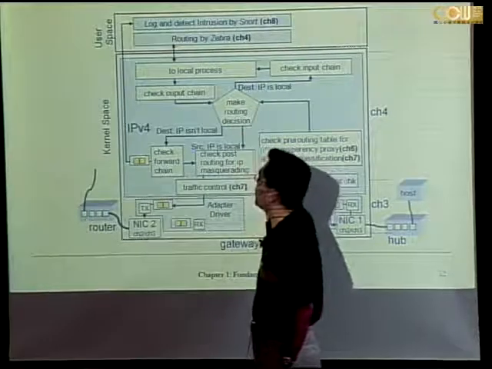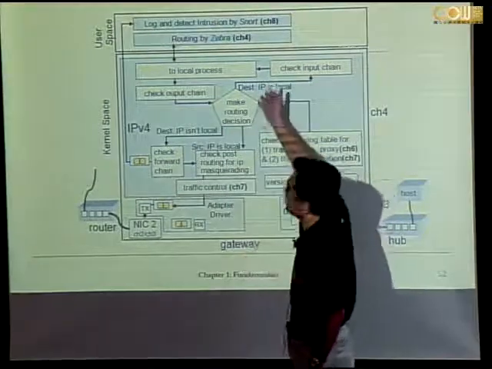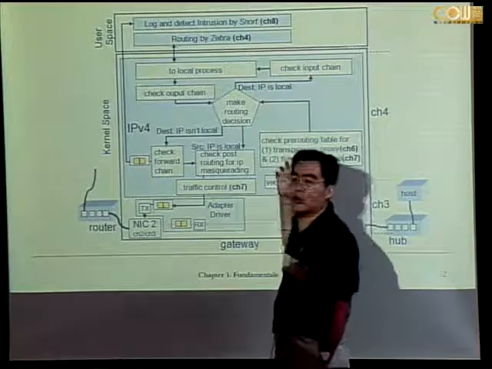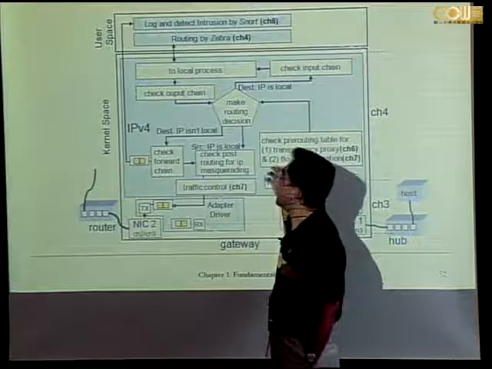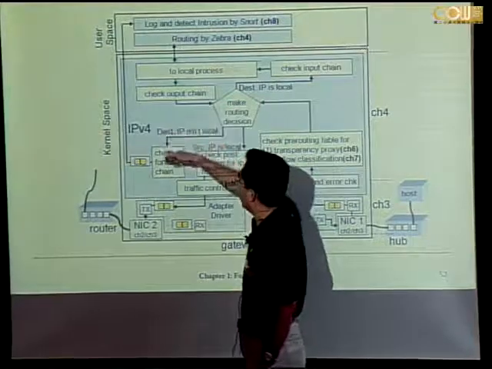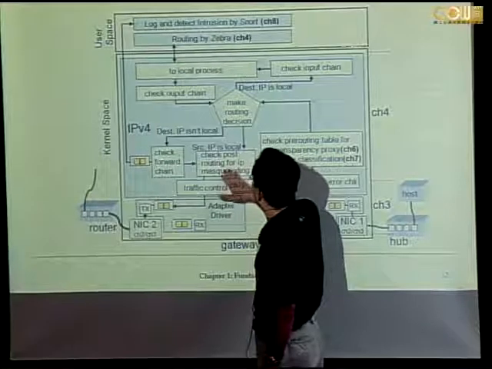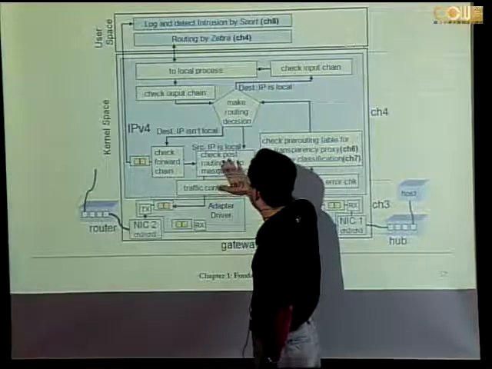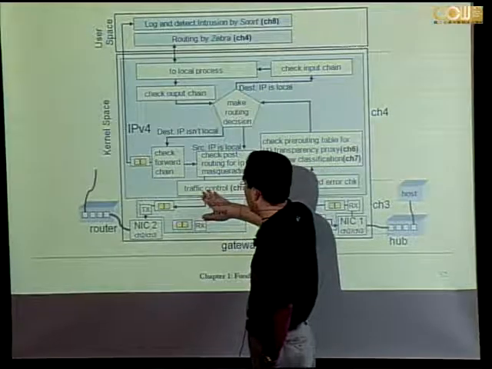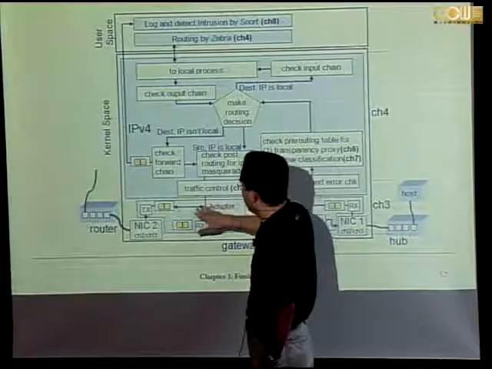By transit, I mean the source IP address and destination IP address do not belong to this router. So most of the packets will be transit packets. Then they will go this way and do the check here on the forwarding chain, and NAT here. This is actually NAT, and then traffic control. Okay, maybe multiple queues, and then to the driver.